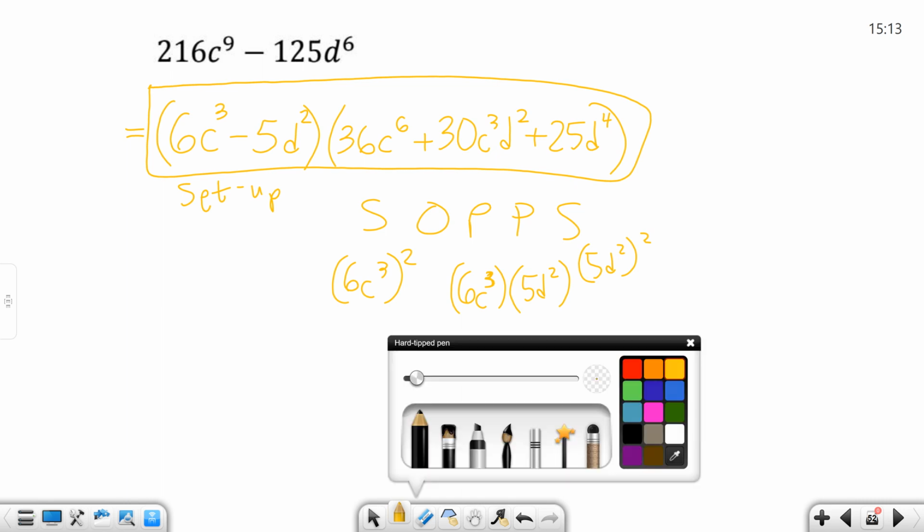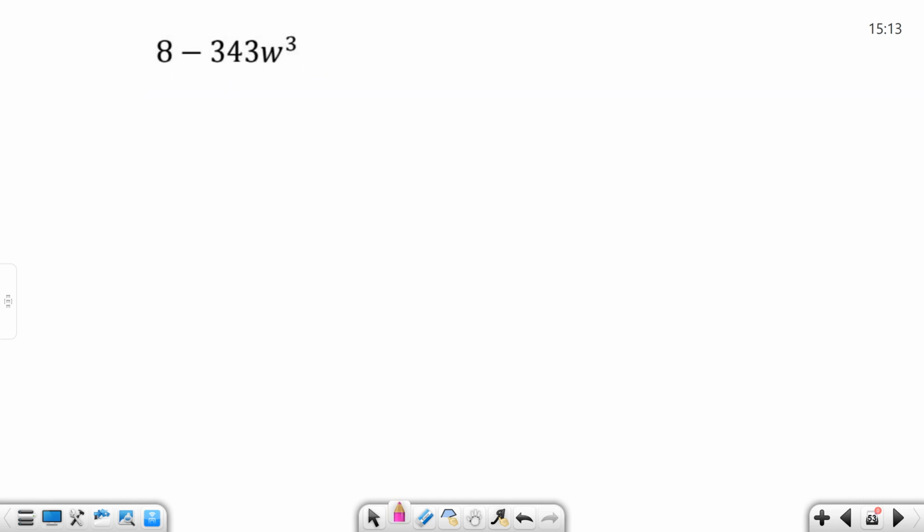All right. So let's see what we have waiting for us on the next screen here. 8 minus 343w to the third power. So it's two terms, no GCF, and it's not difference of squares. 8 is 2 cubed, so the cube root of 8 is 2, and the cube root of 343 is 7. Okay? So this is SOPPS again because also the w is to the third power.